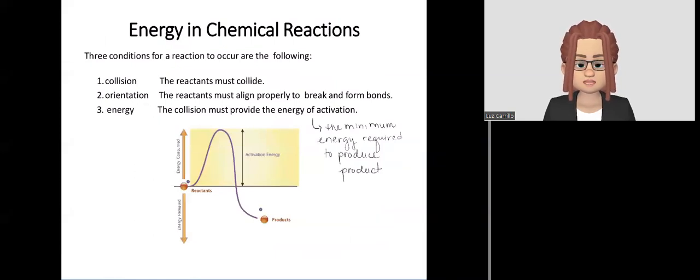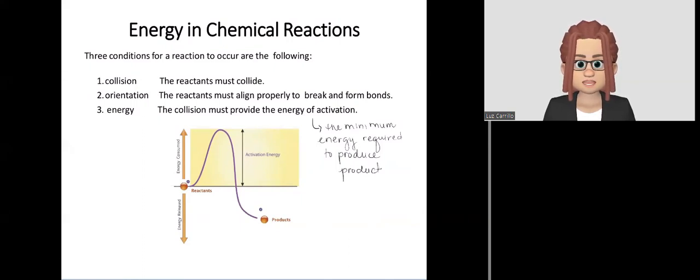When it comes to chemical reactions, there are three conditions that need to be met in order for a chemical reaction to happen. The first one is collision. Collision establishes that the reactants need to meet. In other words, they need to bump into each other. Now, they also need to be coming together in a correct orientation. So reactants must align properly to break and form bonds.